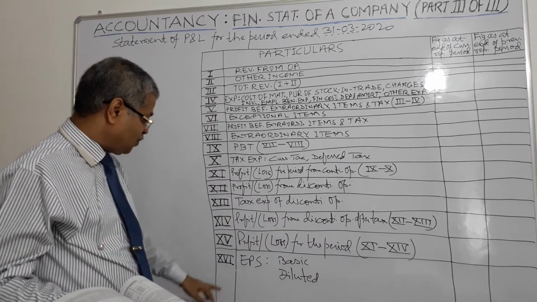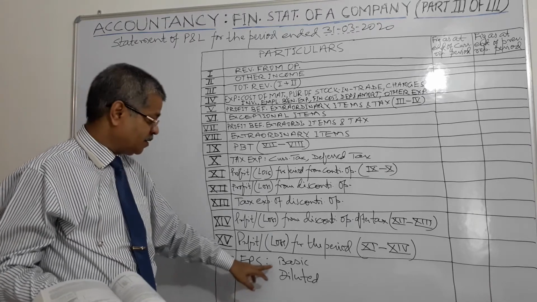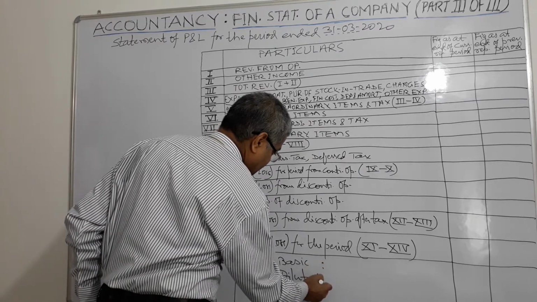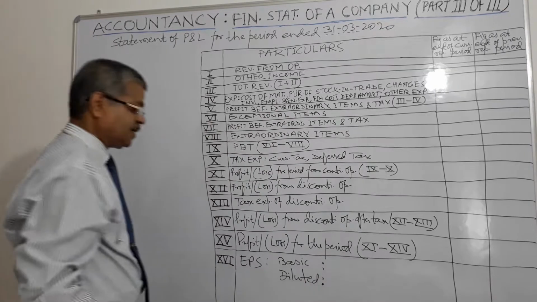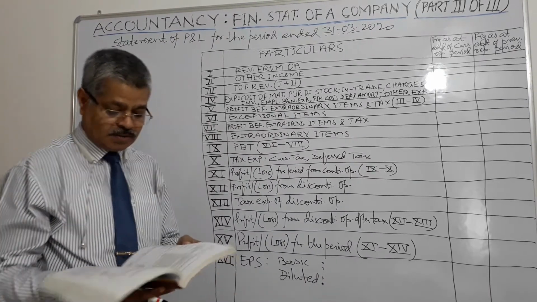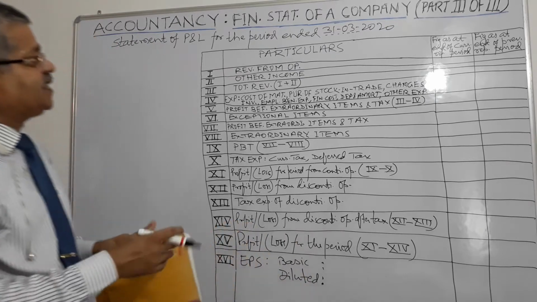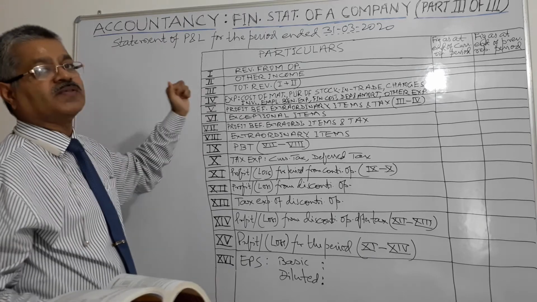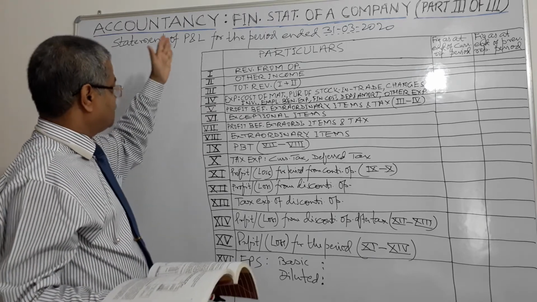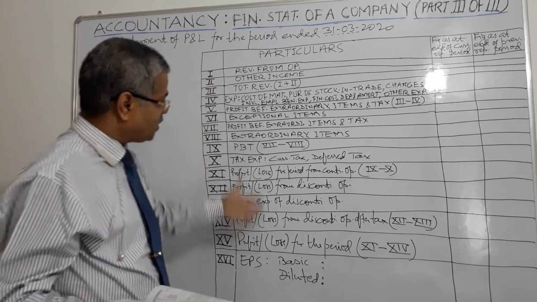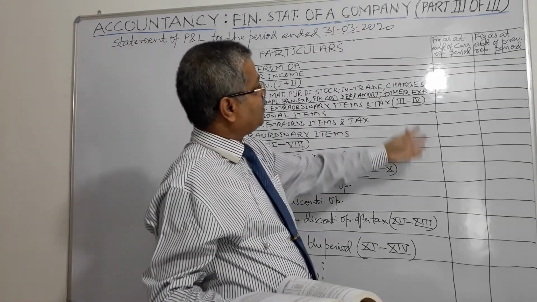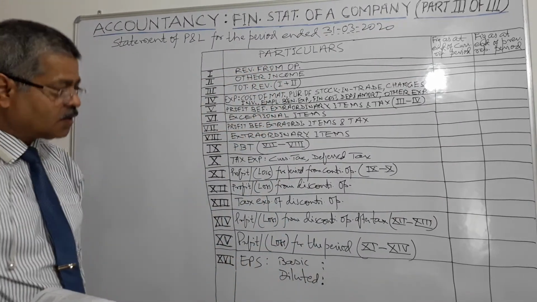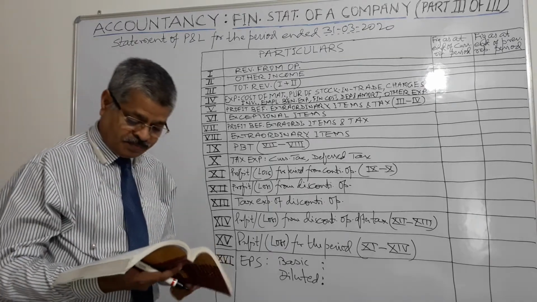And lastly we come to earnings per share, basic, diluted, right? Here earnings per share is to be mentioned in two forms, basic and diluted, right? So what did we see here? We have seen a standard format of a profit and loss statement in which serial numbers are there, particulars are there, and figures as at the end of current reporting period and previous reporting period are given for comparison, right?